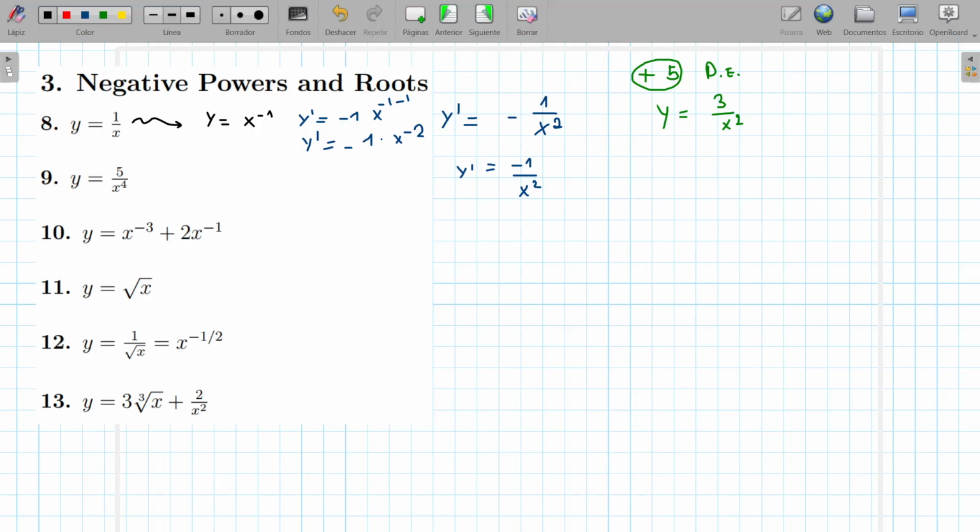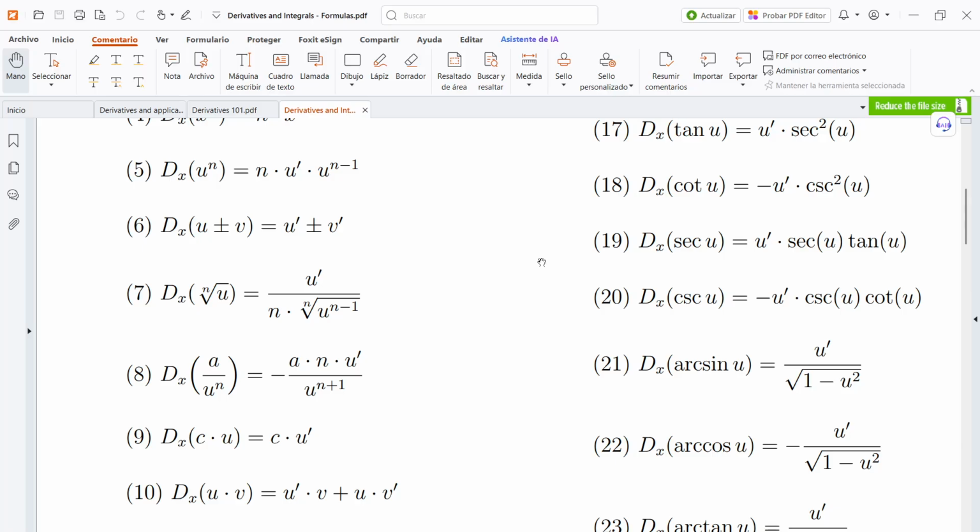If we continue, well, let me erase it because I don't want to leave it for the whole video. We got this number 9. Let me write a little bit of a space because now it's getting crowded. Number 9 says that we have y equals 5 over x to the power of 4. If we do the derivative and we follow the formula, here I delete the formula.